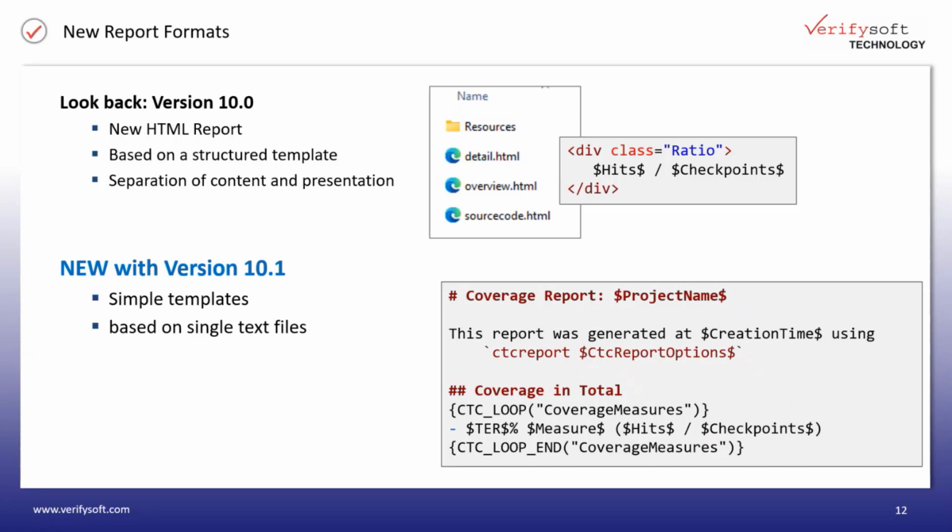It's a Markdown example. This is a caption in Markdown indicated with a hash. And then here again, we have a variable in $ signs, the project name you can hand over to a CTC report call. Here you see just a sentence, it's just plain text, and then again a variable is used, creation time. And here we have the CTC report options after CTC report. And then comes the content about measures. They are delivered in loops because we have several measures handed over on the command line in a CTC report call.